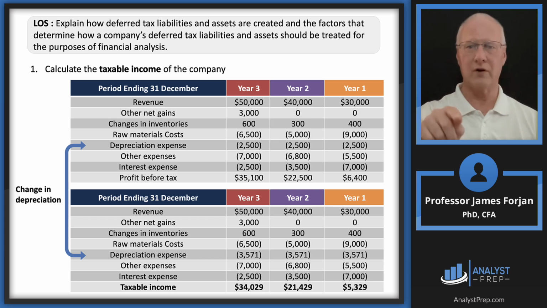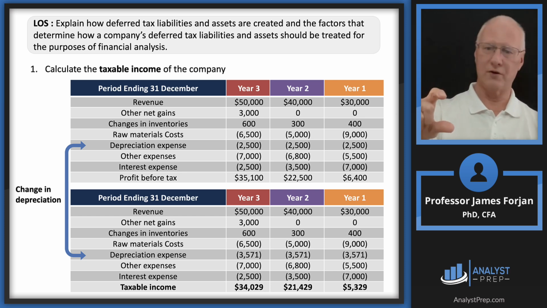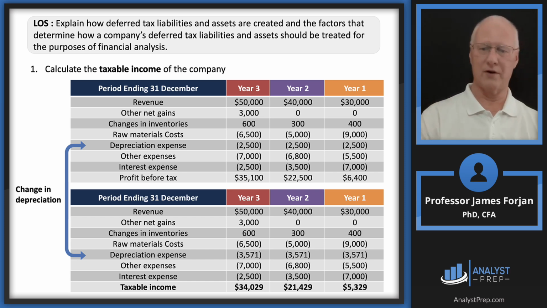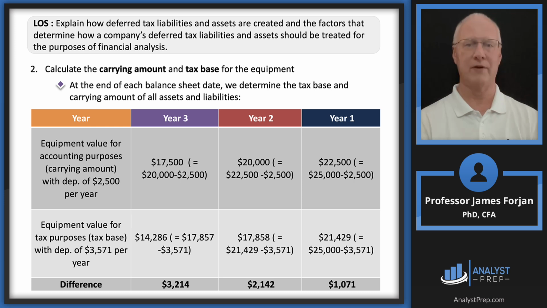All right, let's get into the weeds just a little bit here. So up at the top, there's our $2,500 worth of depreciation. Now down at the bottom, there's our $3,571 of depreciation. So look at this. Let's start over in year 1. We have profit before tax of $6,400, which is greater than $5,329. Think about that difference there. Then we go to year 2, $22,500 and $21,429. Then year 3, $35,100, $34,029.